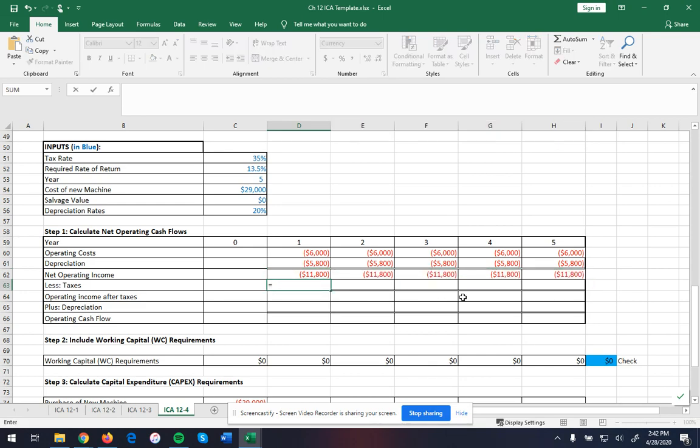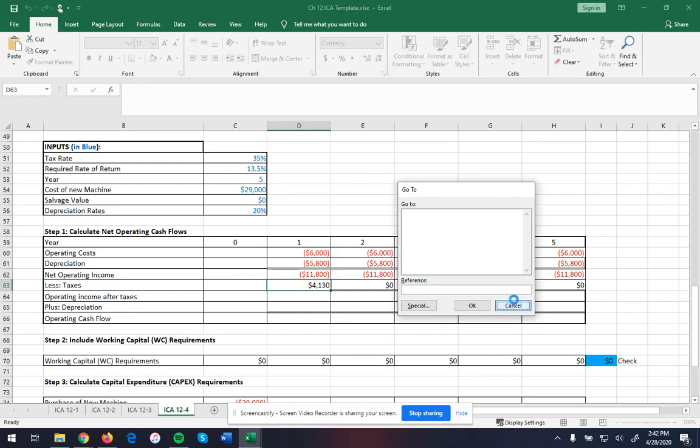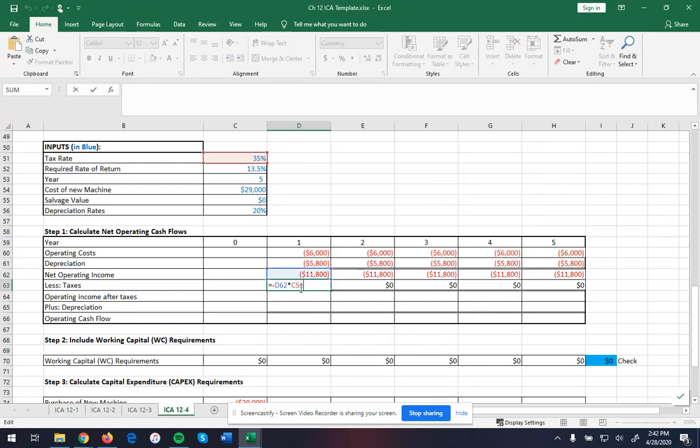Taxes, so again, we have a negative operating income, so we're going to have a negative tax, or a positive tax. We're going to have a tax credit. So my $11,800 times 35%. And we can go ahead and copy that all the way over. Oops, didn't lock in my tax rate. Let's hit the right key, F4. There we go, F4 to lock it in. Highlight it over. There we go. That makes more sense. That looks a little bit better.